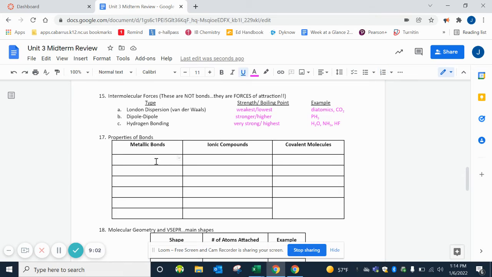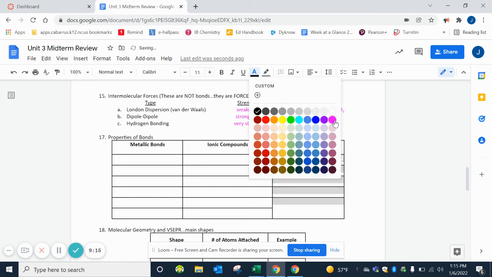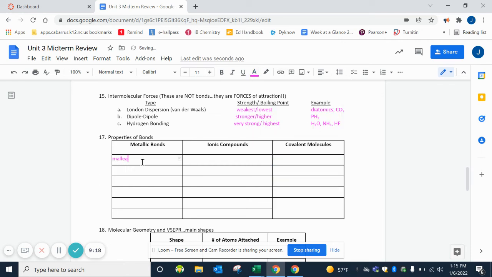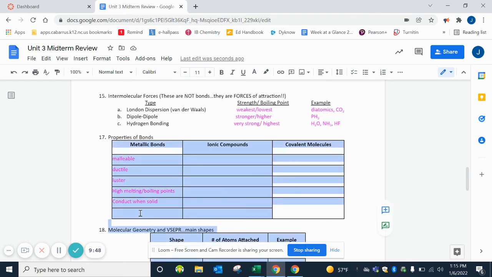Properties of bonds, we made a whole foldable of these. Metallic bonds are malleable. Let me fix that. They are also ductile. They have luster. They have high melting and boiling points. They conduct when a solid. They'll also conduct when they're liquids or gases. We just don't tend to see them in the liquid or gas phase. And then the last one is that they don't dissolve. They're not soluble in water.